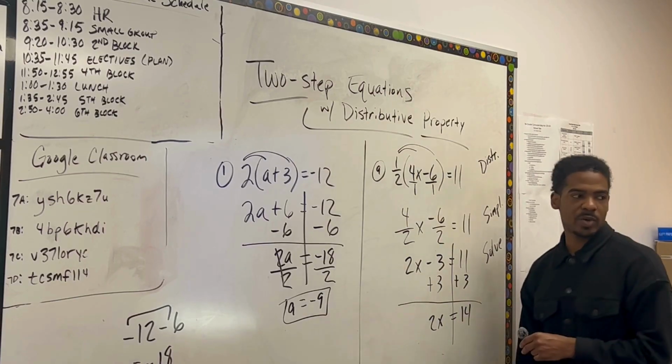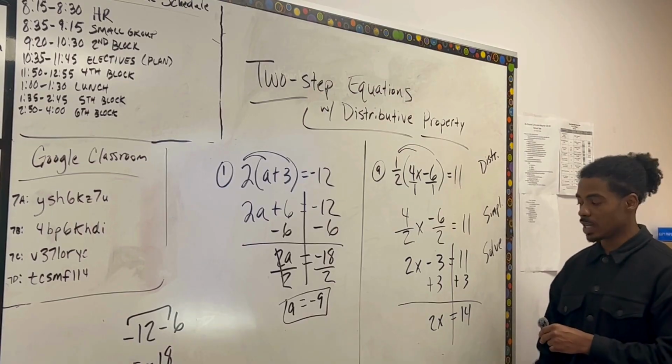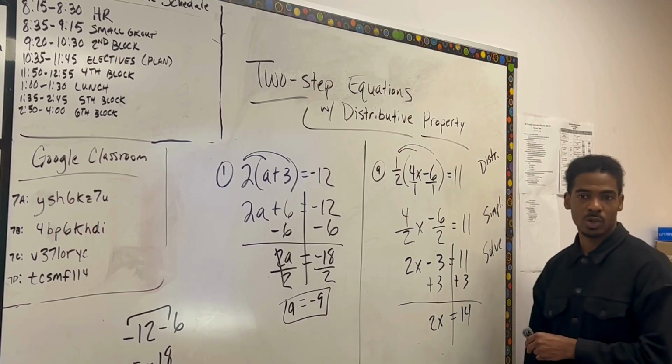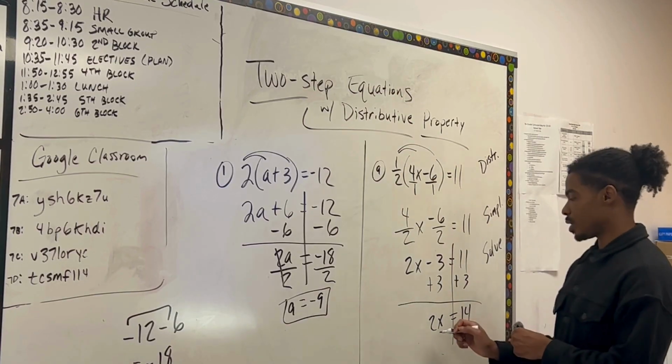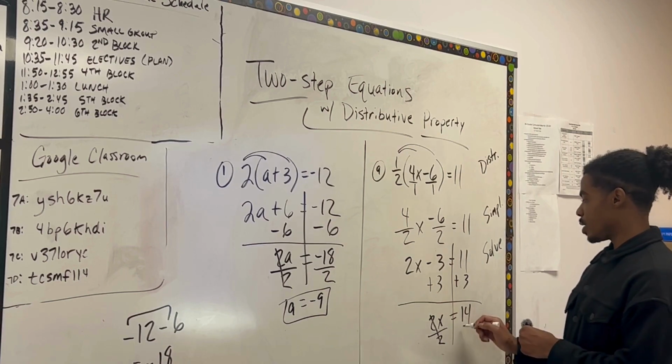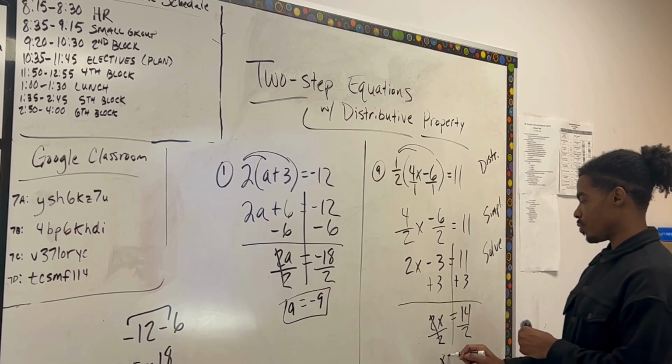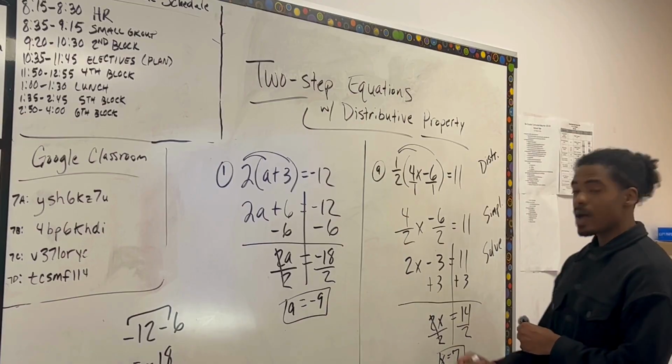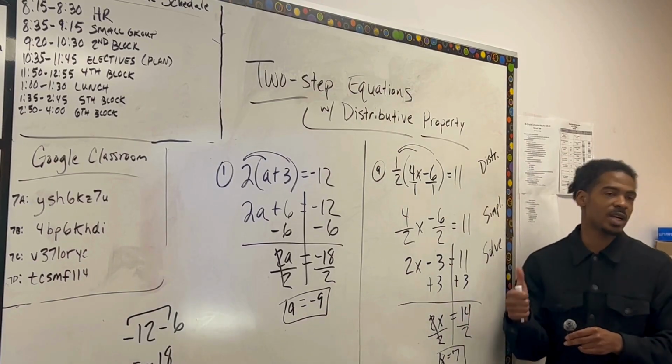All right, last step, good peoples. 2x equals 14. To get this variable by itself, I need to divide. Good. Divide by 2. X equals 7. All right, can I get a thumbs up if that was easy money? Can I get a thumbs up, thumbs up?